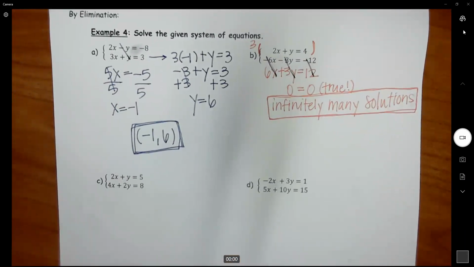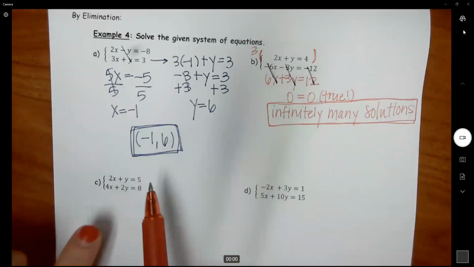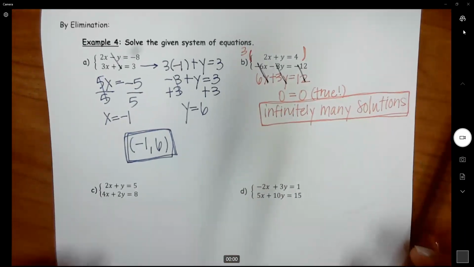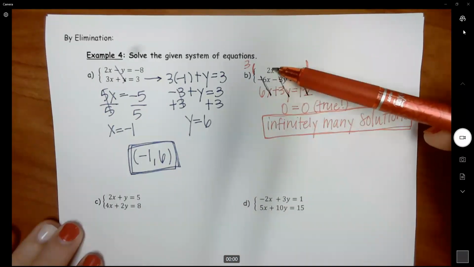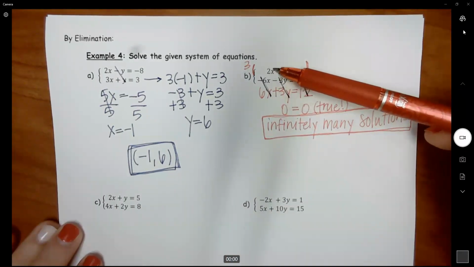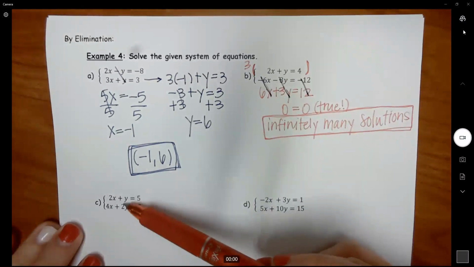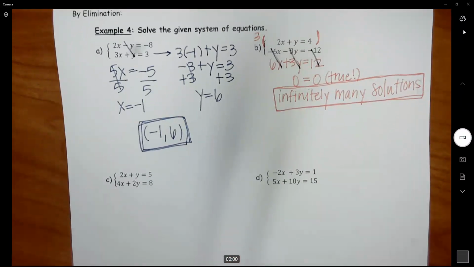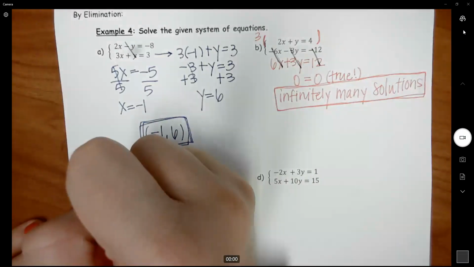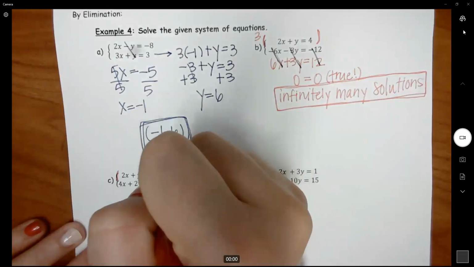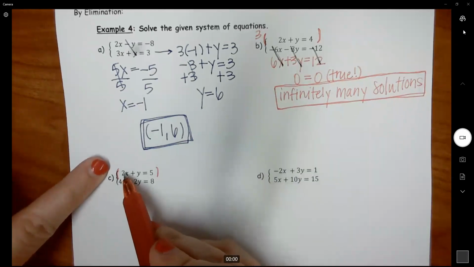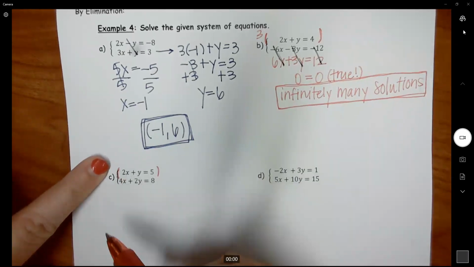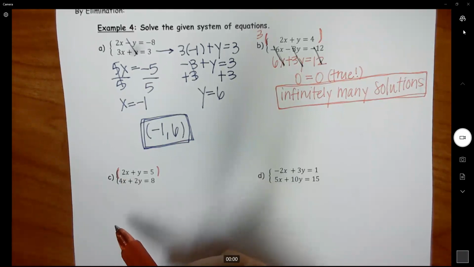Here, nothing automatically eliminates, right? Like it did here. And here, you have nothing that's opposite sign. So I at least had a positive and a negative. Here you don't. So just pick anything you want to eliminate. If I want to eliminate my x's, what do I have to multiply 2 by to eliminate it with this 4?